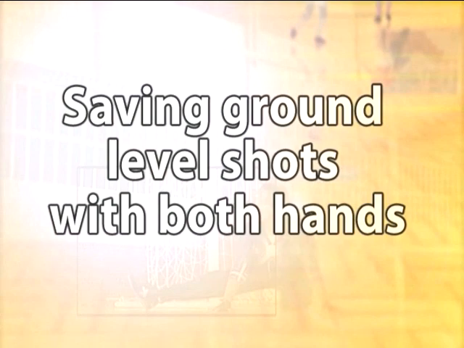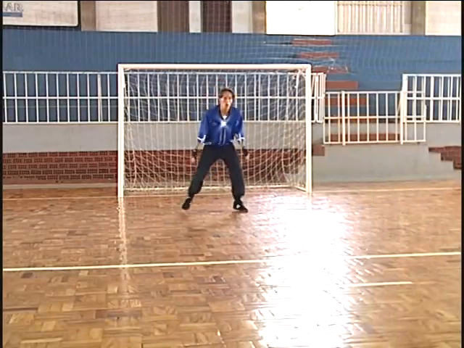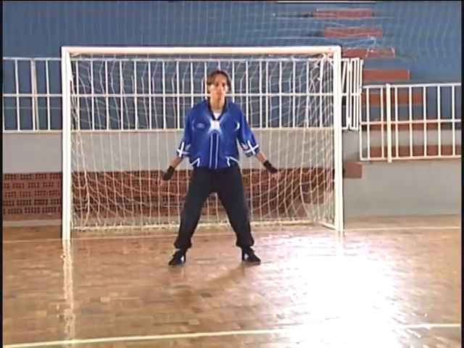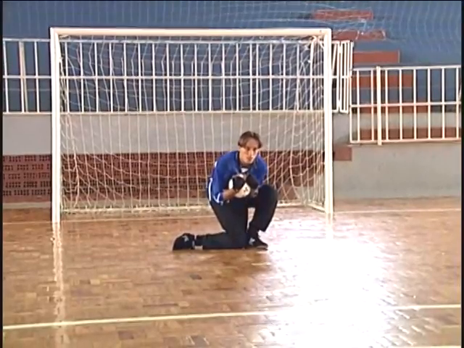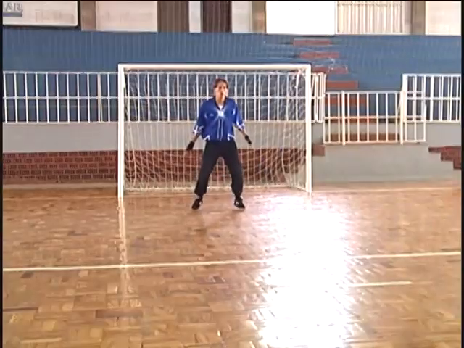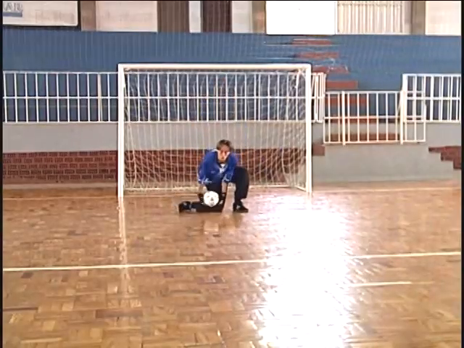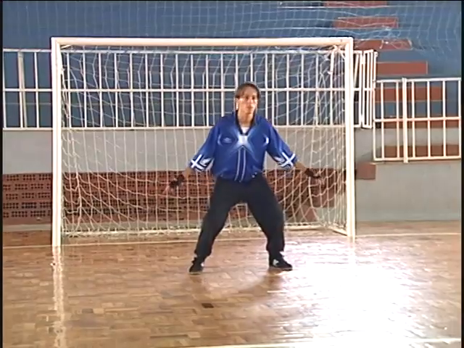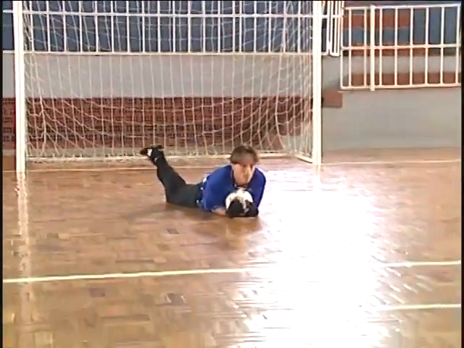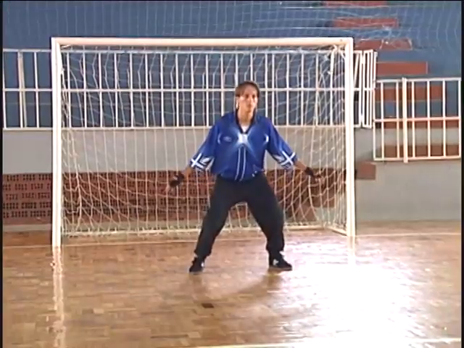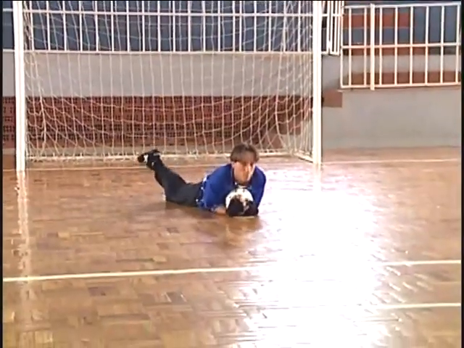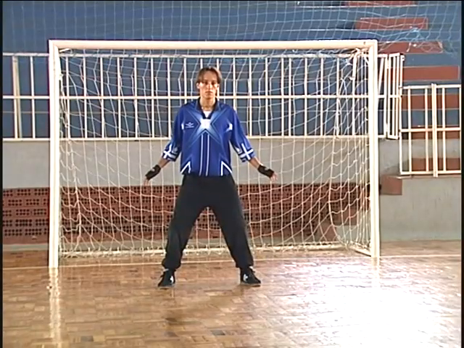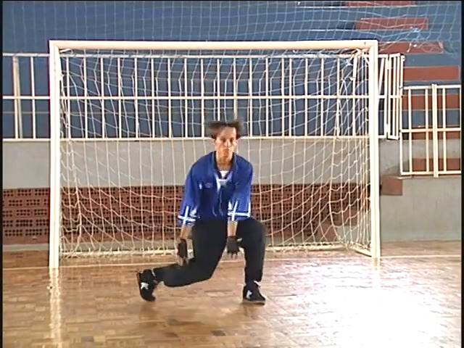Saving ground-level shots with both hands. These are balls that are shot and skim the ground. In a defensive situation in front of the goal, the goalkeeper should have the upper body bent over one of the legs, also with the knees bent, consequently reducing the possibility of the ball skimming through to goal. In this ball handling play, the forearms should be parallel, the hands in a bowl shape, the fingers semi-bent, waiting for the arrival of the ball.